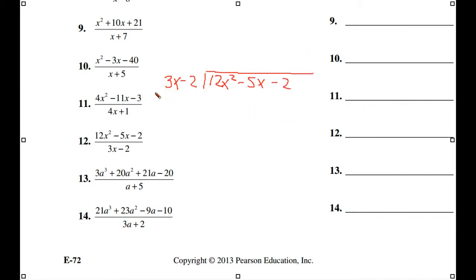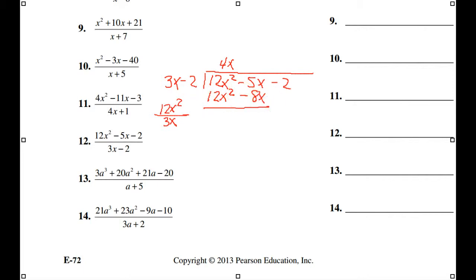Now, you may have mastered the skill, but we're just going through these, so you can advance it to something you may not know how to do and want a little help on. But again, it would be 12x squared divided by 3x. That's going to give us a 4x. Or you could do it mentally. So this is 12x squared. 2 times this is a negative 8x.